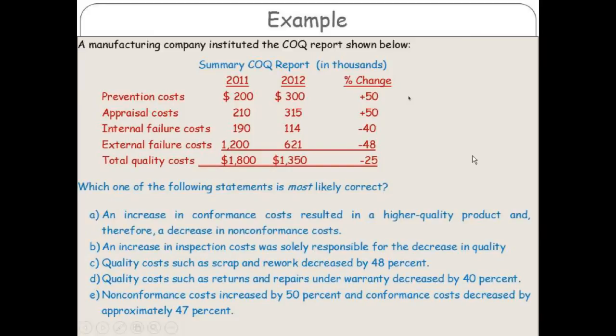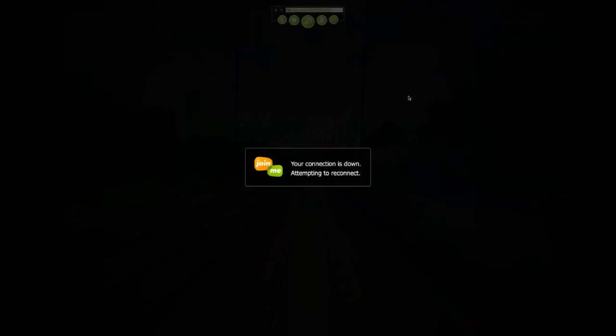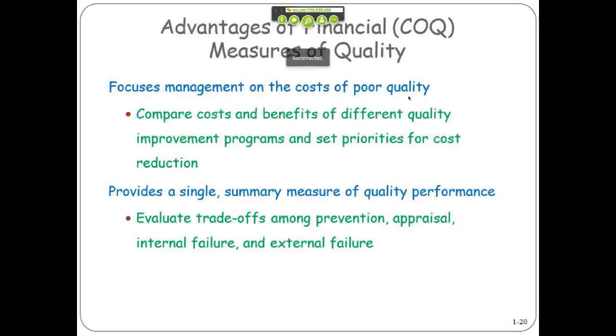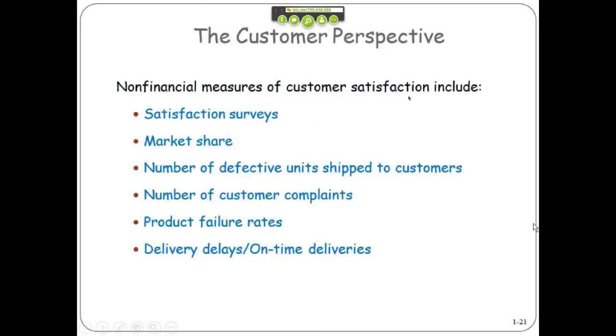So you see that conformance costs, the first two, went up, which resulted in a decrease in internal and external failures. So the cost of quality report helps management focus on the costs of poor quality, and it can be used to make decisions. You create pro forma reports to see how different alternatives might play out. Okay, so that was the financial perspective.